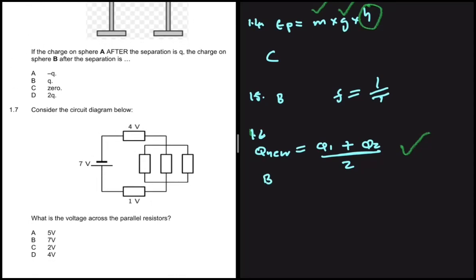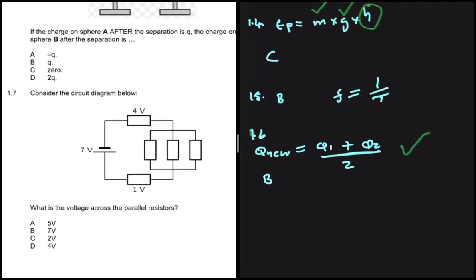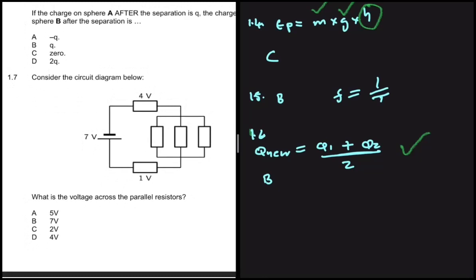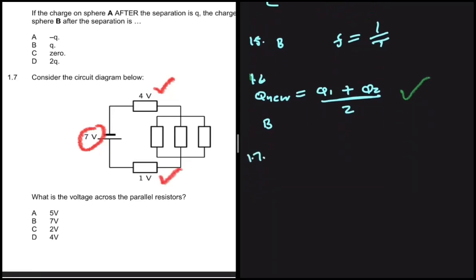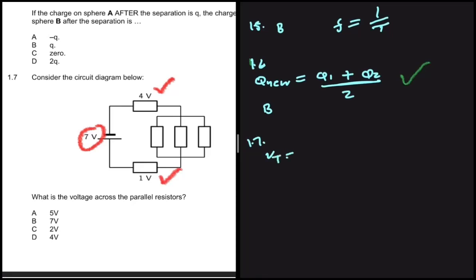1.7, we have a circuit diagram given to us. The question is asking, what is the voltage across the parallel resistors? Our battery, our total voltage, is 7 volts. And then we have a resistor here that is dissipating 4 volts, another resistor with 1 volt. We know fully well that VT, the total voltage, is equal to V1 plus V2 plus V3 and so on, V1, V2, V3 being all places where voltage is dissipated.